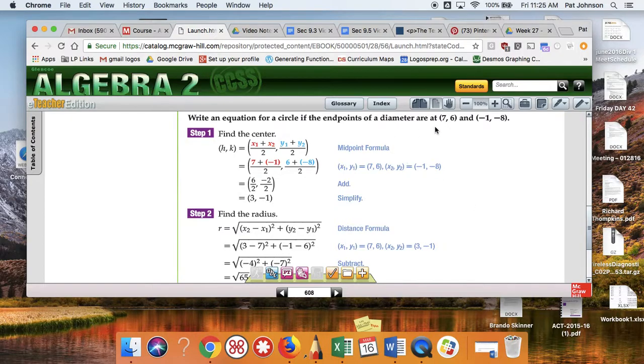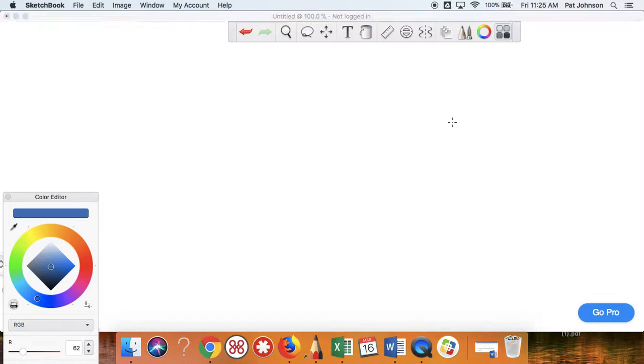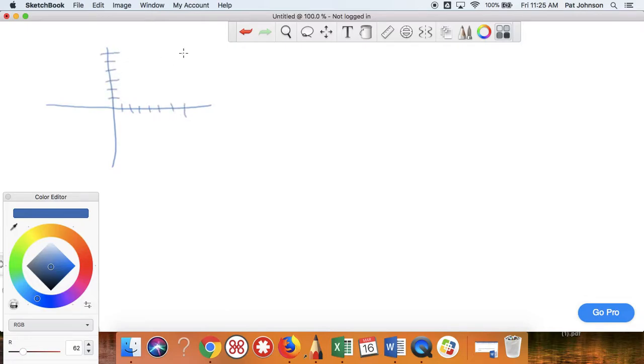So they give us the endpoints of the diameter. So this is the diameter of a particular circle. Again, I'm visual, so I'm going to count 1, 2, 3, 4, 5, 6, 7, 1, 2, 3, 4, 5, 6. I'm going to plot those: 7, 6, and -1, -8. 1, 2, 3, 4, 5, 6, 7, 8. All right, so this is the diameter. My center is somewhere in between here, correct? And then my circle just goes around.